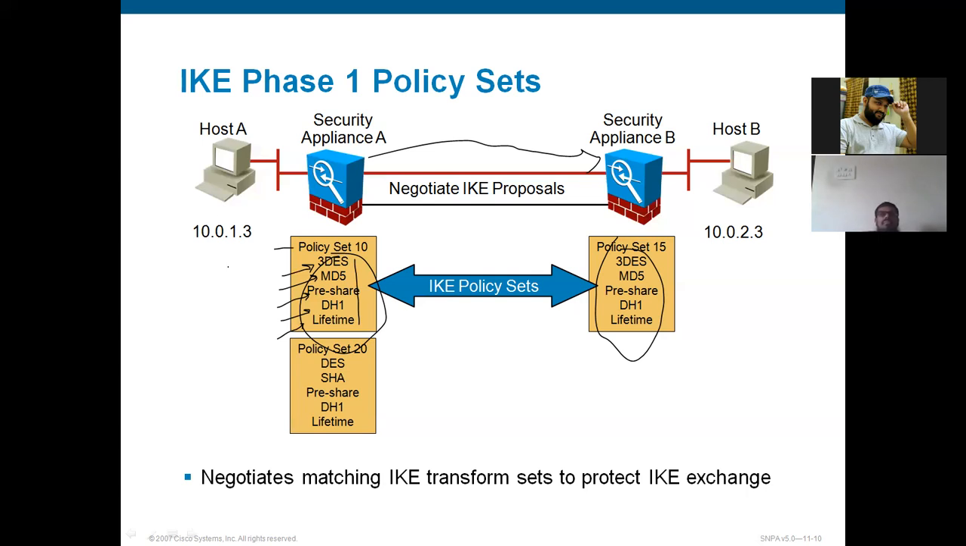Okay, boss, these are my phase one policies. Can you create the same on your side? So he will use the same parameters: 3DES, MD5, pre-shared key, Diffie-Hellman and lifetime. If these parameters mismatch, the tunnel will not get formed. So we need to have similar parameters in phase one.